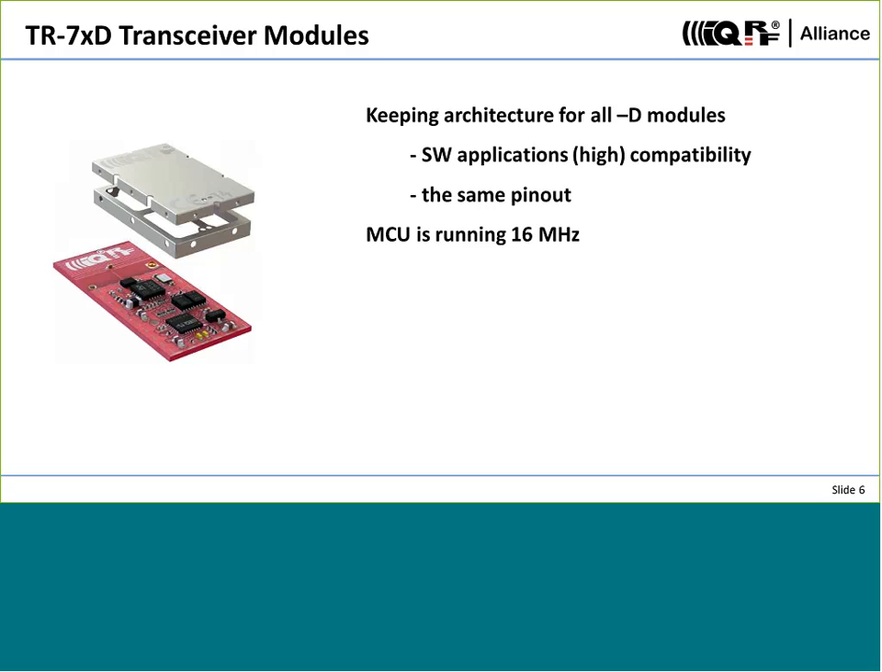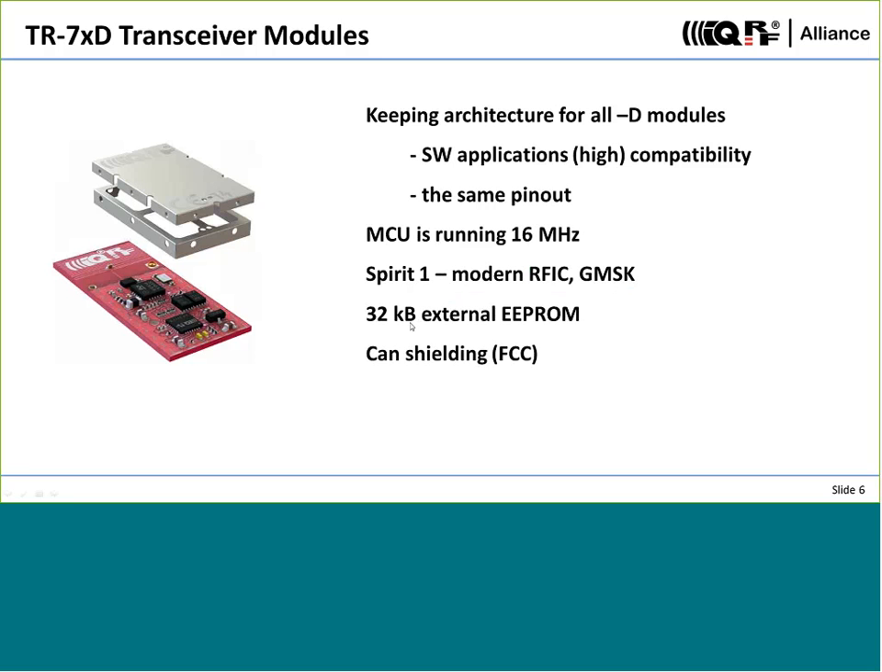Another difference is that now the MCU is running on 16 megahertz, so we increased the speed. Also on the red modules, we are using Spirit 1 from ST, which is like a second-generation chip compared to what was on the blue modules, and we are also using a different modulation. Now it's GMSK. Also, we dramatically increased the external EEPROM. On the blue modules, you had 2 kilobytes. Now you have 32 kilobytes. So a big increase.